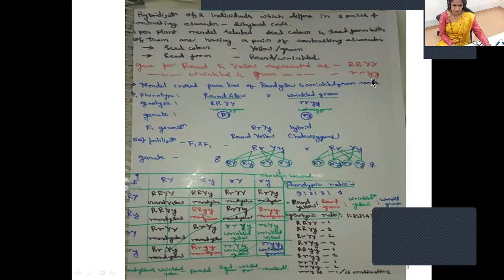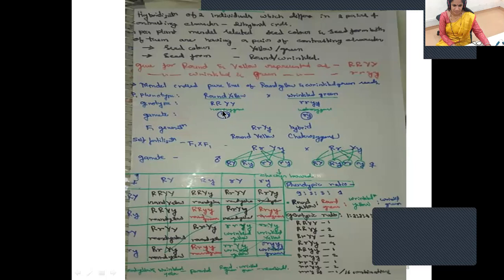Okay. Kindly follow me and if possible write in your notebook. Mendel crossed pure lines of round yellow and wrinkled green seeds. Let us write the cross first, that is phenotype, next genotype, then gamete. Okay. First parent phenotype round yellow crossed with wrinkled green. Then genotype for round is capital RR, yellow capital YY. Okay. For wrinkled green, small rr and small yy.